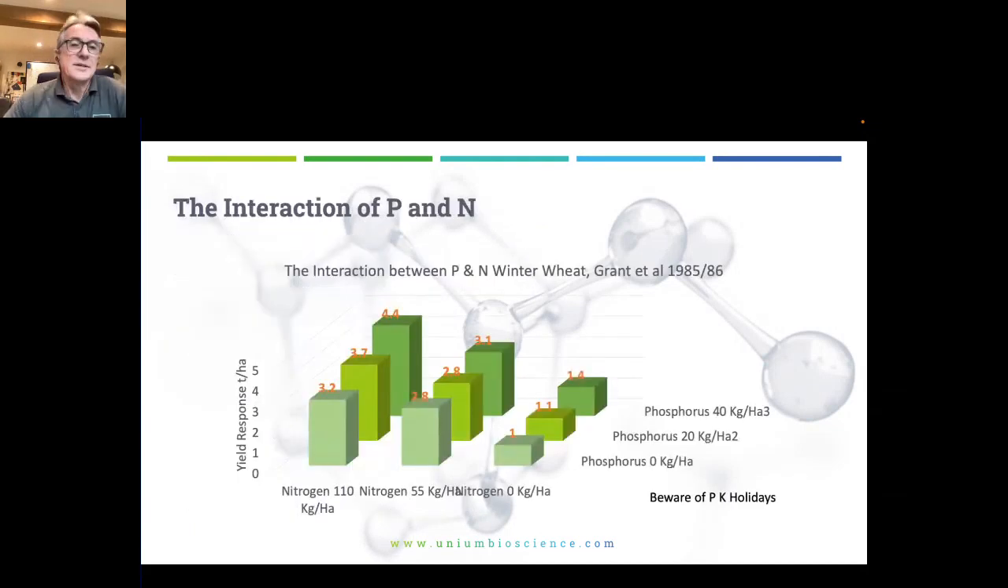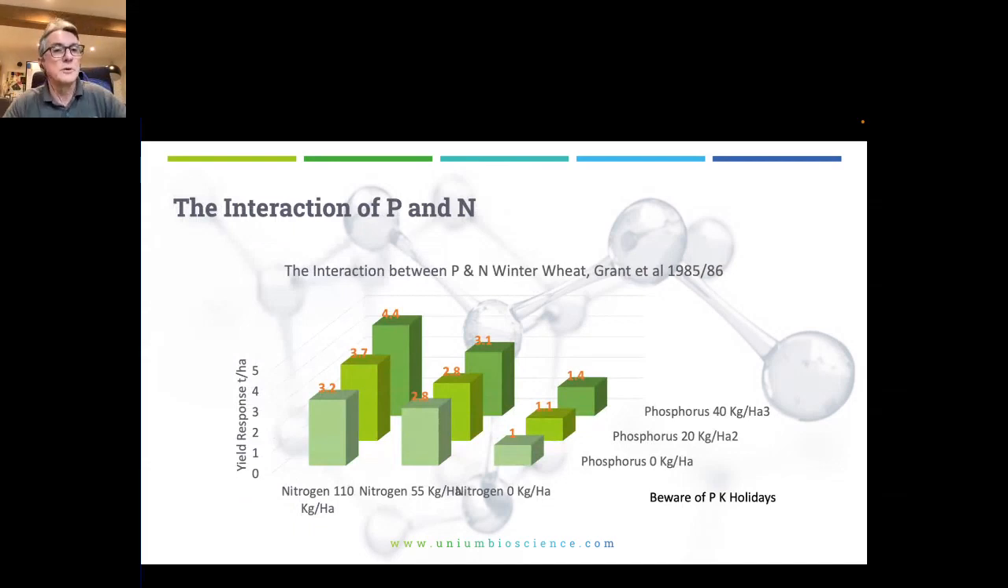And here's an example of looking at the interaction of P and K. With the prices of fertilizers and the availability of fertilizers, there may be a temptation to think about going on a P holiday or a K holiday. But classically you can see here, when you look at the scale of P increasing as you go to the background and nitrogen increasing as you go from right to left, that increase from 1 right the way up to 4.4. So we have to make phosphorus available to get the maximum efficiency from our nitrogen.